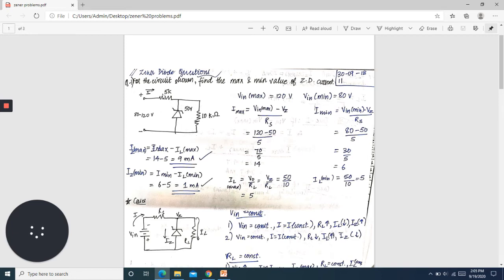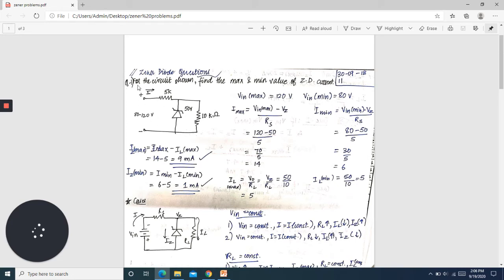So the remaining current that will flow through this Zener can be easily calculated. Just by looking at the figure, without checking the Zener substitution or the current value or the formula, just by having this circuit. Assuming I to be the maximum, what is the maximum current? The total current is 14 milliampere. Out of this 14 milliampere, how much is the load consuming? 5 milliampere. So the remaining current will be 14 minus 5, that is 9 milliampere.